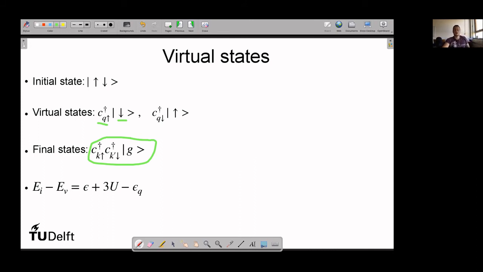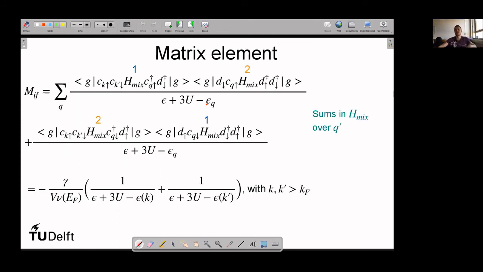And now from the previous expression, we observed that we need to calculate the energy difference between the initial and the virtual states. In both cases, the initial state is a doubly occupied impurity, and the virtual states are singly occupied impurities. So this is what we find for the energy difference. We have done it previously for those states. And the next step is to evaluate the matrix element.